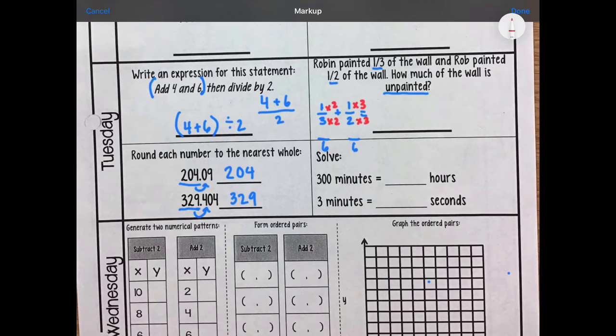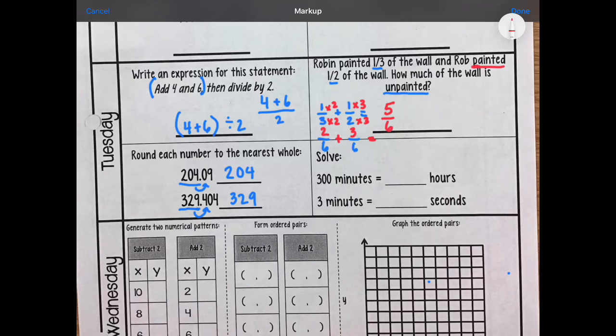So 3 times 2 gives me a 6. So 1 times 2 gives me a 2. 2 times 3 gives me that 6 right here. 1 times 3 gives me a 3. So now we're going to add our numerators. 2 plus 3 gives me 5. And we're keeping our denominator the same. So 5/6 of this wall is painted.